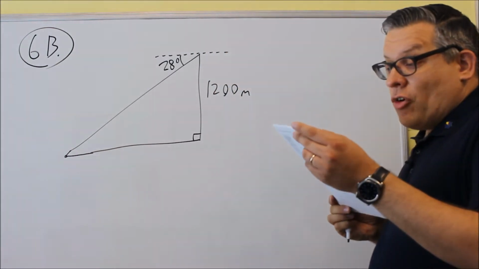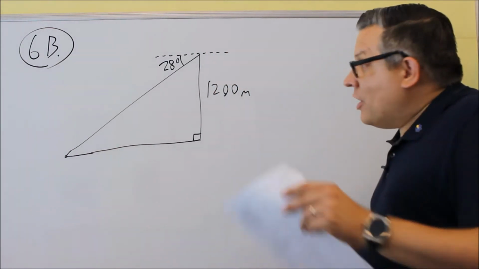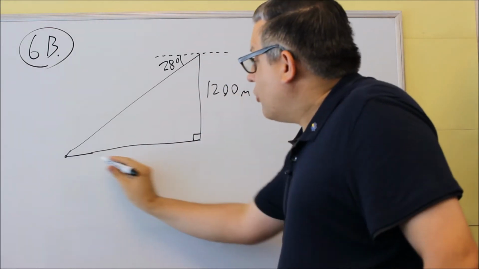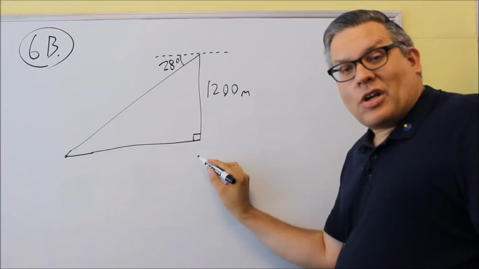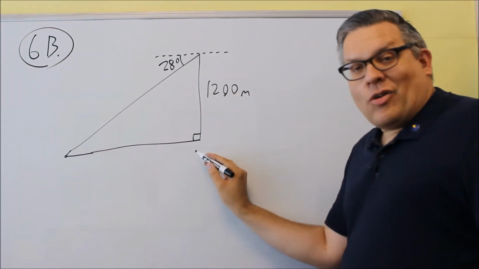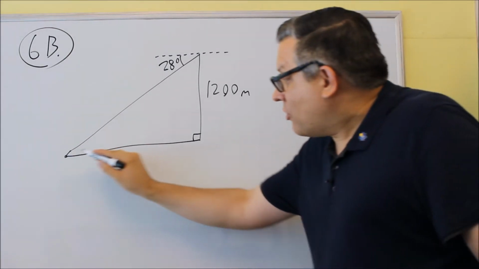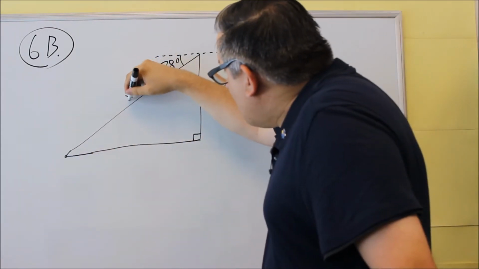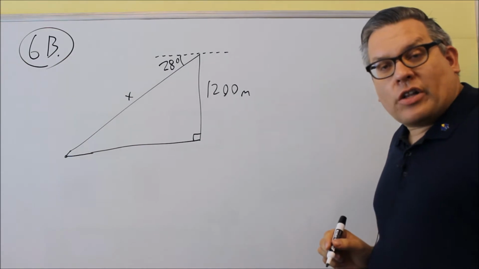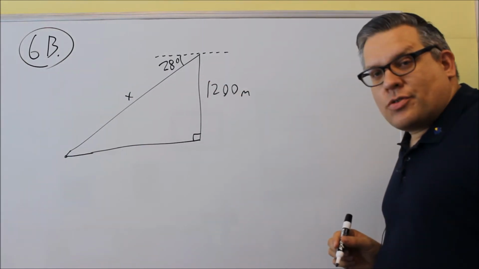Now what it's asking for is it says find the distance from the plane to the rock. So it's not going to be this distance because that distance is just the ground distance. You want the actual distance from the rock to the plane, so it has to be this diagonal part right there, and that's what you're going to use.